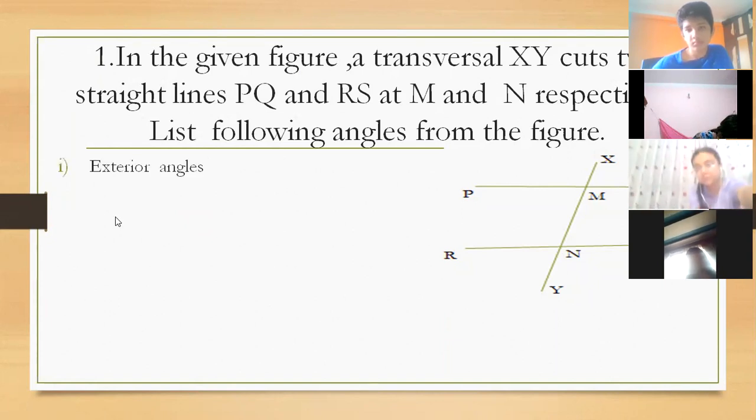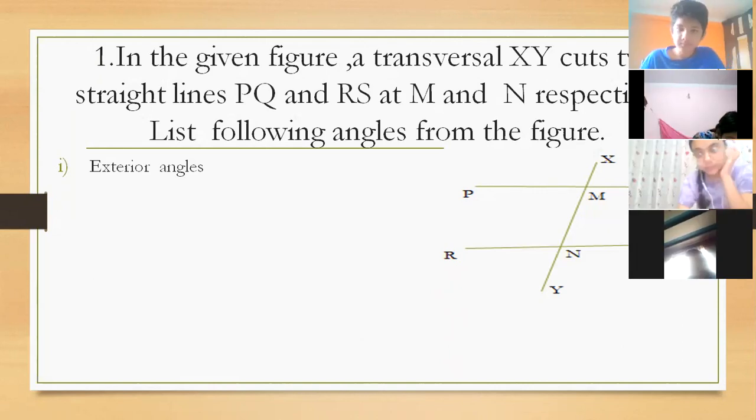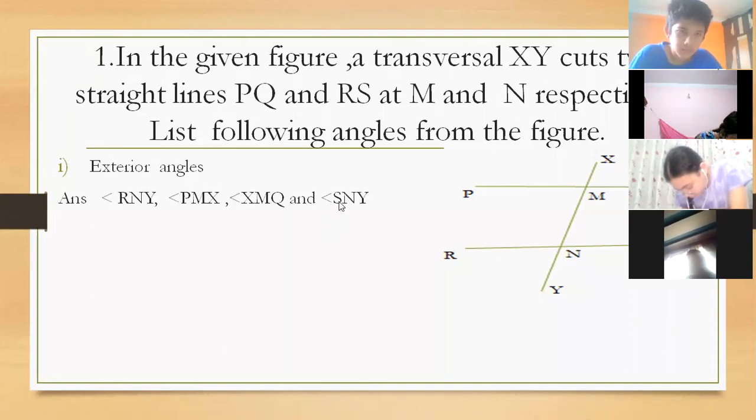Look here. First one is asking for the exterior angles. As I had told you, when a pair of lines is cut by the transversal, how many exterior angles will be formed? Four. Very good. Four exterior angles are formed. And those exterior angles are, look here, angle RNY, angle PMX, angle XMQ, and last one is angle SNY. These are the four exterior angles.